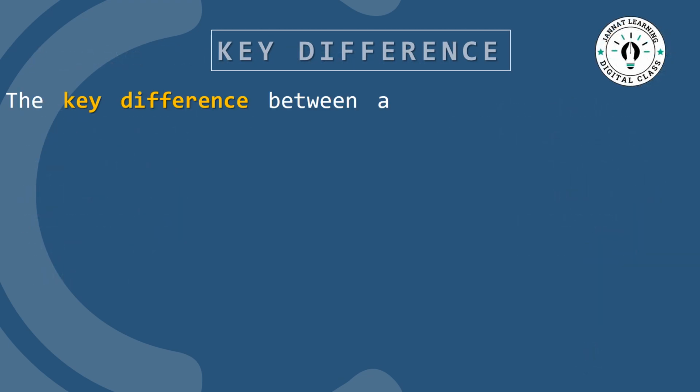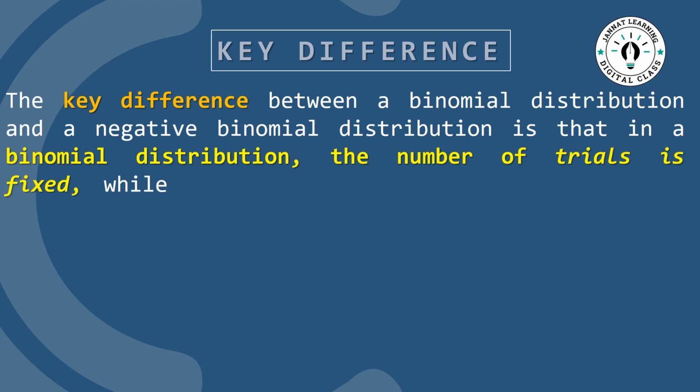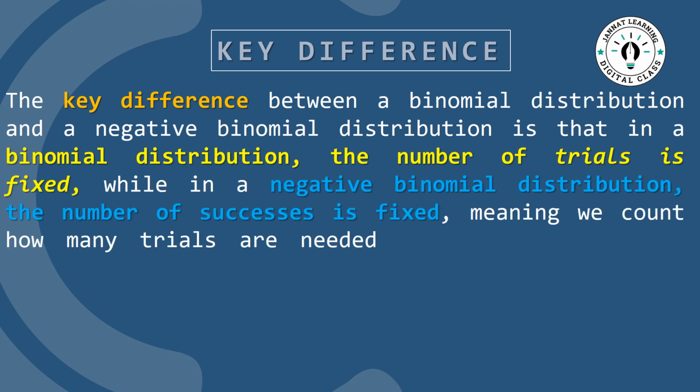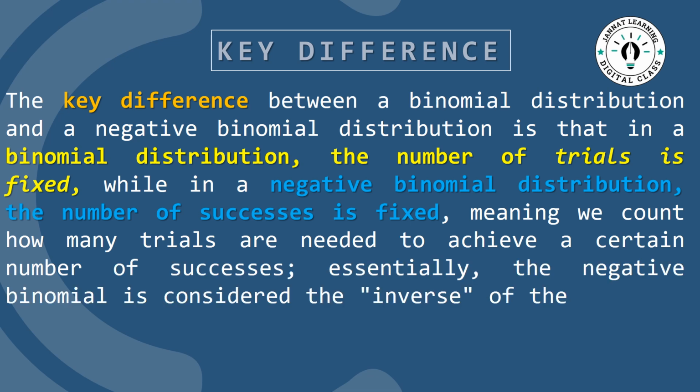The key difference is that in a binomial distribution, the number of trials is fixed, while in a negative binomial distribution, the number of successes is fixed, meaning you count how many trials are needed to achieve a certain number of successes. Essentially, the negative binomial is considered the inverse of the binomial distribution.